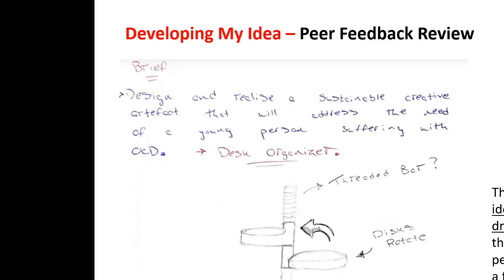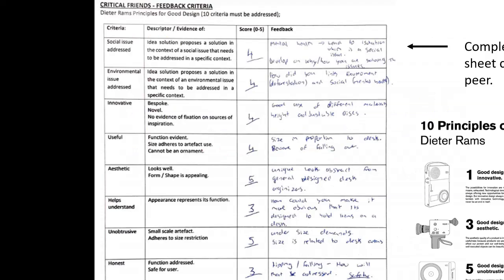So looking at developed ideas then, this was the first thing I did. This was an initial sketch I did of my project, and what we did then was peer feedback. We used Dieter Rams' 10 principles of good design, and this is the feedback that I got. This is the completed critical feedback sheet.